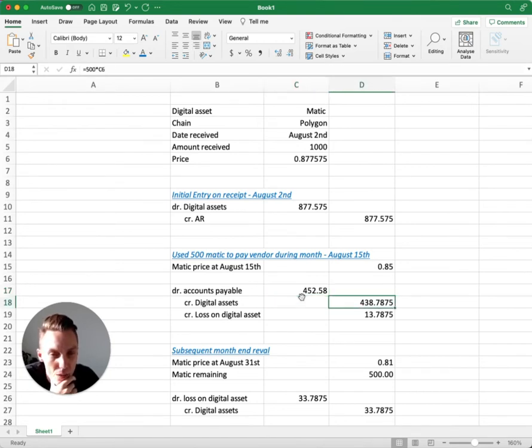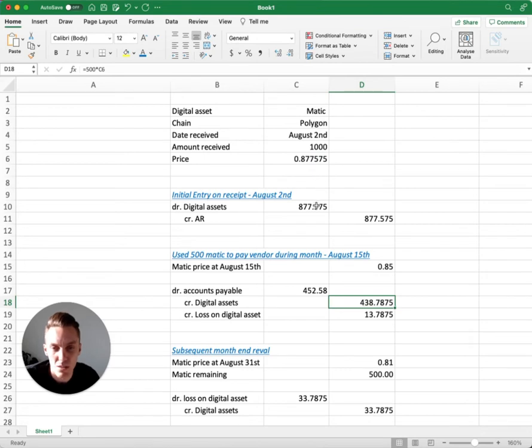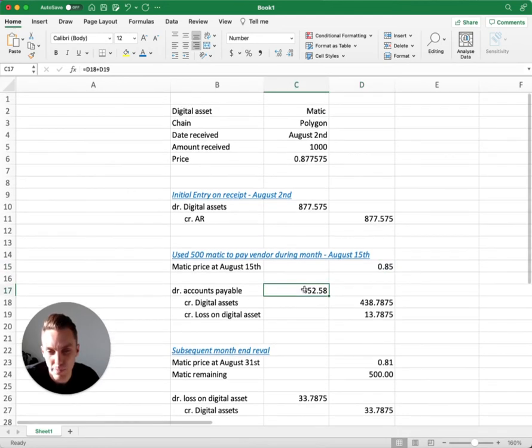And we agreed to pay 500 Matic. On the agreed upon date, this was a sufficient amount to cover this. There's probably some volatility from when we actually paid. So based on our cost basis, we would record a reduction to our asset account of the 500 Matic at the initial price that we had for our cost basis. The price of Matic is now 0.85. So we have a loss on our digital asset difference. And then we have a reduction to our accounts payable.